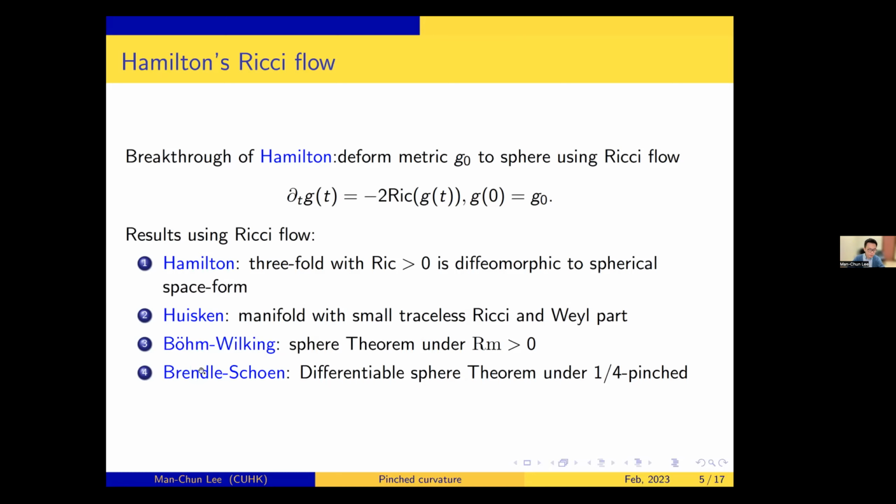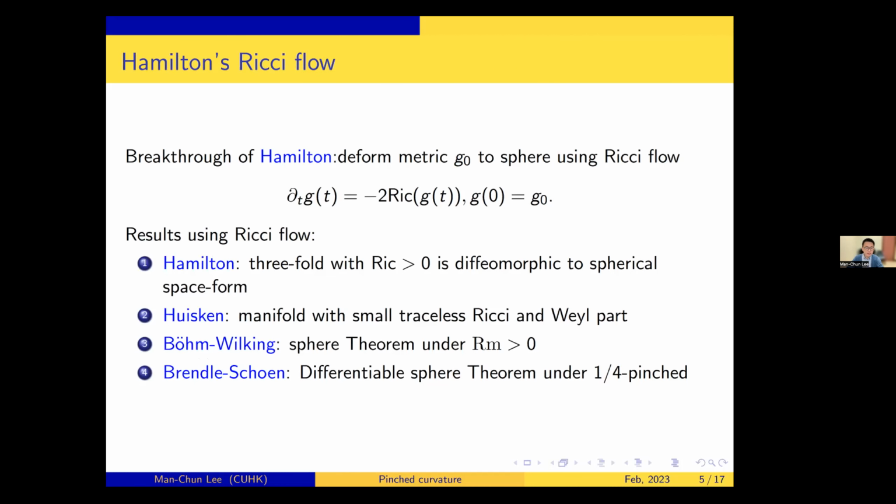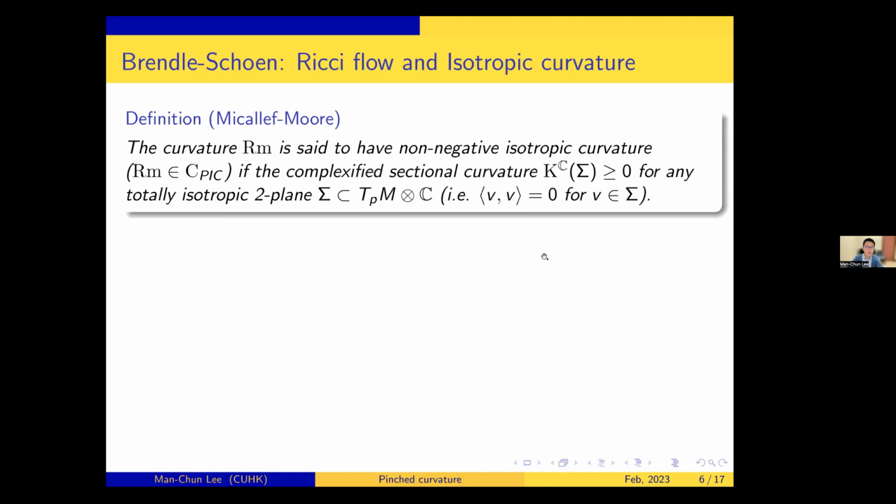So these are the compact theories that we studied in the past. I want to say a few words about Brendle and Schoen's result. Although they proved the differentiable sphere theorem, which is stated on the 1/4 pinch condition, in fact they are not considering the 1/4 pinch in the method. They are trying to consider something slightly more general.